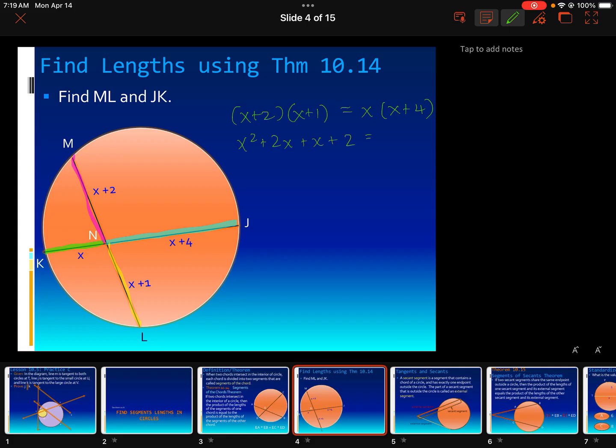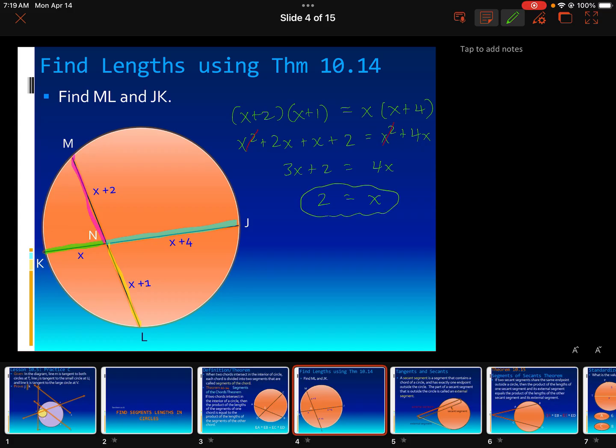Make sure you FOIL there. That's distributing twice. On this right side, we're just going to distribute once. We have an x squared on both sides. That makes it easy. They just cancel. I'm going to clean up the left side a little bit. We'll subtract 3x from both sides, so we get x equals 2.